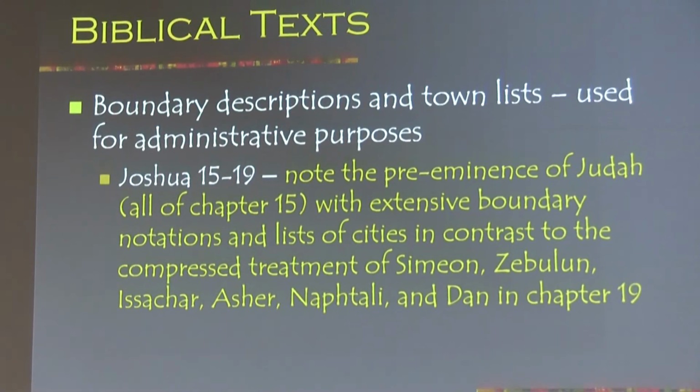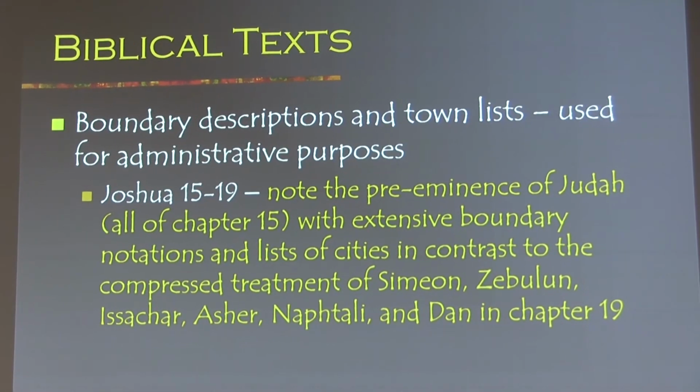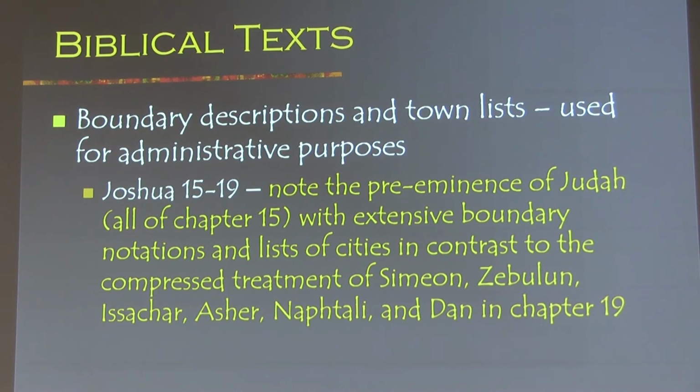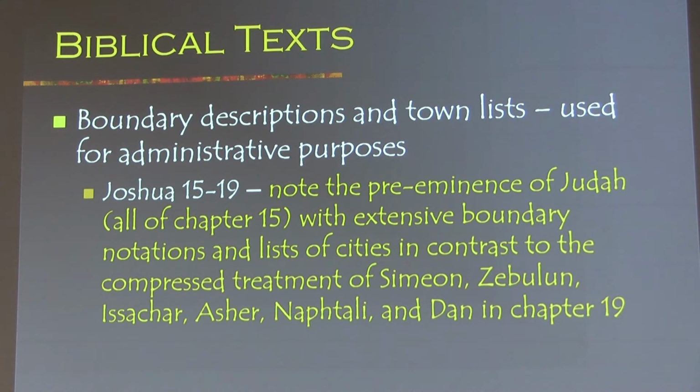Next illustration, still of a biblical text. Boundary descriptions, town lists. I mentioned this already, so let me simply note that we have the preeminence of Judah, as I mentioned a moment ago. All of chapter 15, all 63 verses of it, and then you can notice that in contrast to the much less profiled Simeon, Zebulun, Issachar, Asher, Naphtali, and Dan in chapter 19.